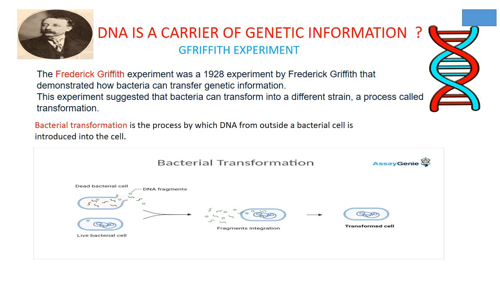One of the experiments is the Griffith experiment. Frederick Griffith's experiment was in 1928. This experiment demonstrated how bacteria can transfer genetic information. This experiment suggested that bacteria can transform into a different strain, and such a process is called transformation. Griffith gave a principle of transformation.